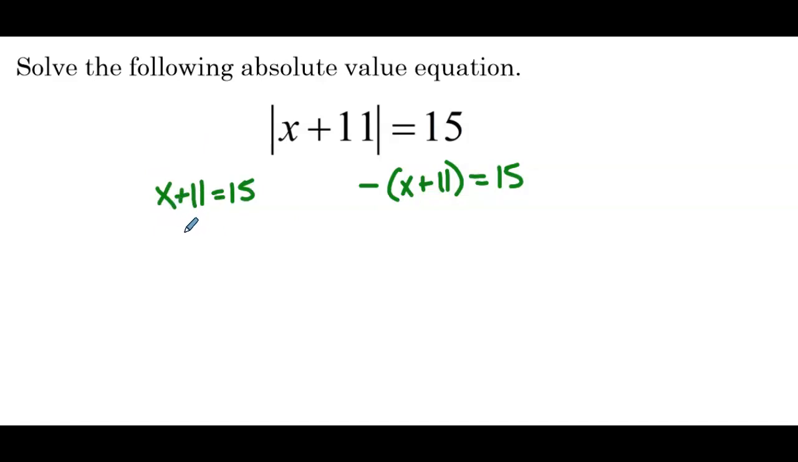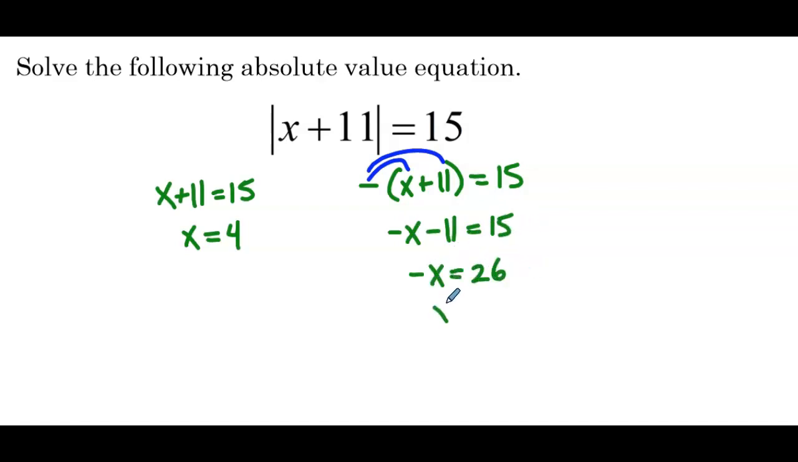So subtract 11 on both sides. We'd have x equals 4. Now here we can either distribute the negative or we can divide it to both sides. In this first example, I'll distribute it out. So we'd have negative x minus 11 equals 15. So negative x equals 26. So x equals negative 26. So our solution set is negative 26 or positive 4. And we can easily check this by plugging both of these values in.